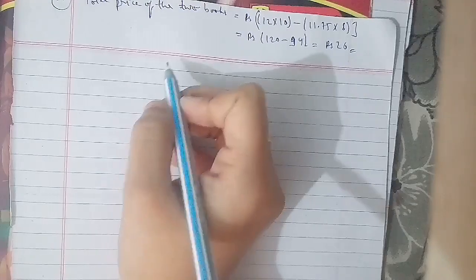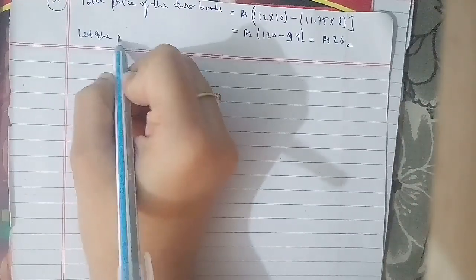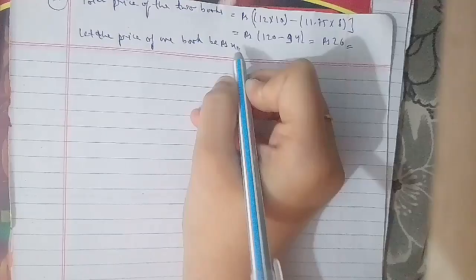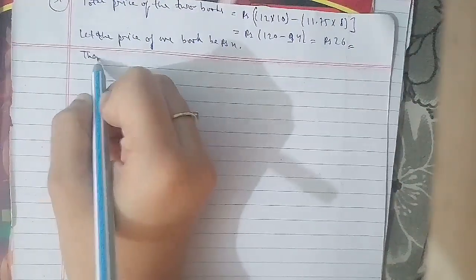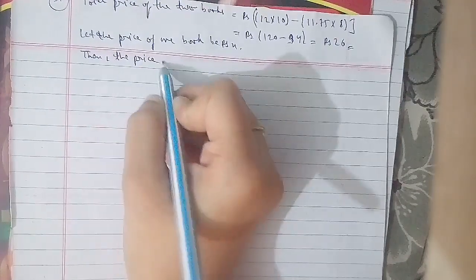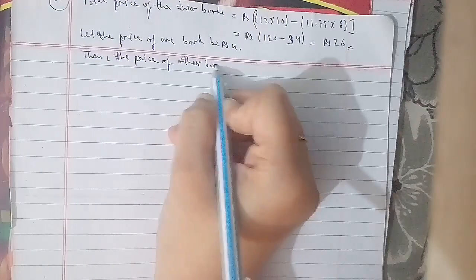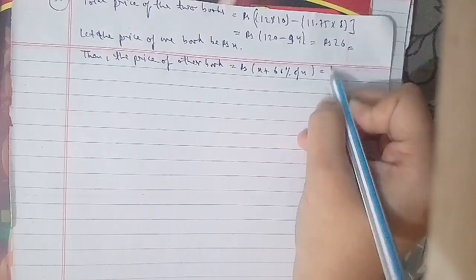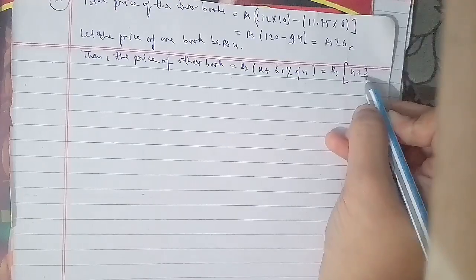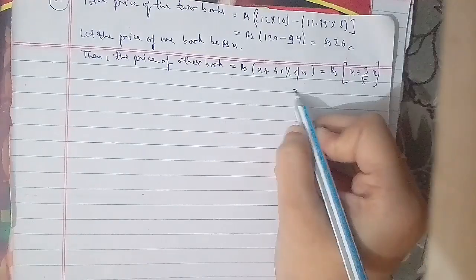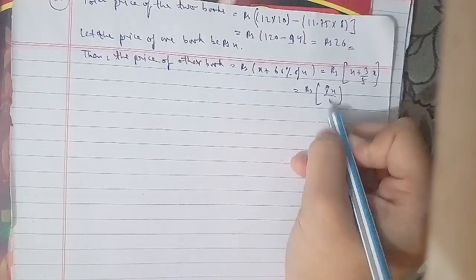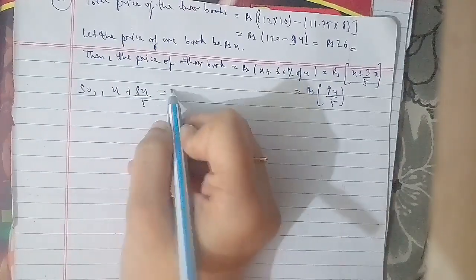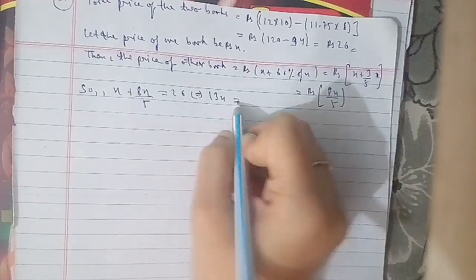Let the price of one book be rupees x, then the price of the other book equals rupees x plus 60% of x, that is rupees x plus 3 by 5 x, which equals rupees 8x upon 5. So x plus 8x upon 5 equals 26. 13x equals 130. x equals 10 is the answer.